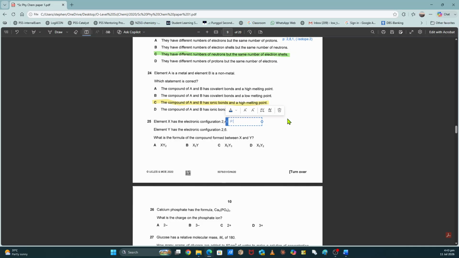Period 2, right? And group 4. Group 4. Metal or non-metal? Can you see or infer this? The second one, if you see 2, 6, what do you think? Period what? Period also 2, am I right? And then what do you think? Group what?